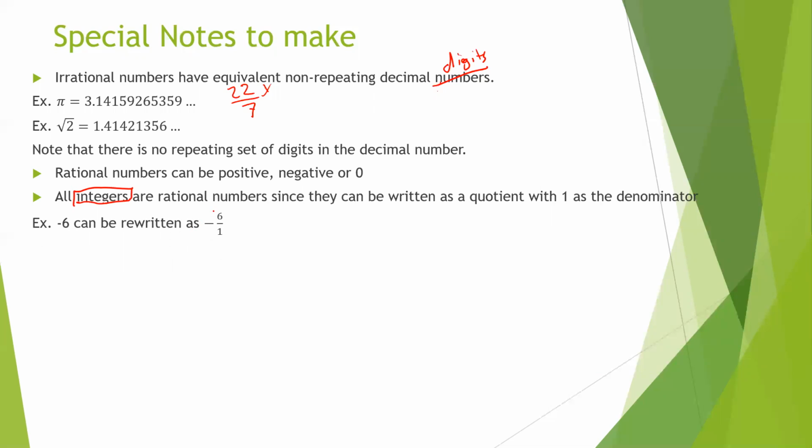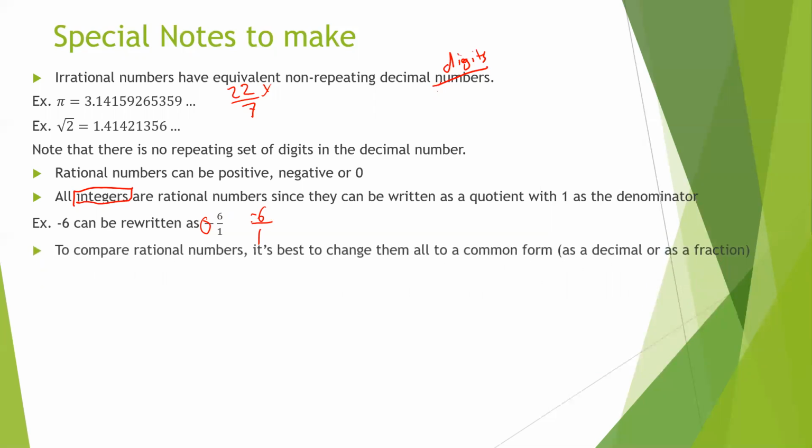Note that I just put the negative in front of the whole entire fraction, right? So I can either put the negative in front of the whole fraction, or I could put the negative just in the numerator in front of 6. We'll talk a little bit more about the different expressions you could have for negative fractions. So if you want to compare rational numbers, the best thing to do is to change them to one common form. You either switch them all to decimals or you switch them all to fractions.